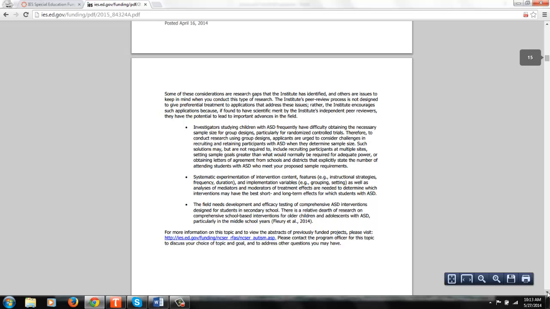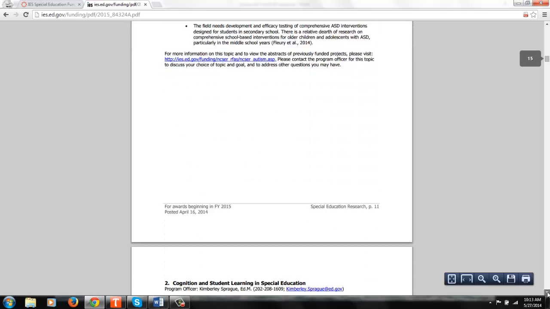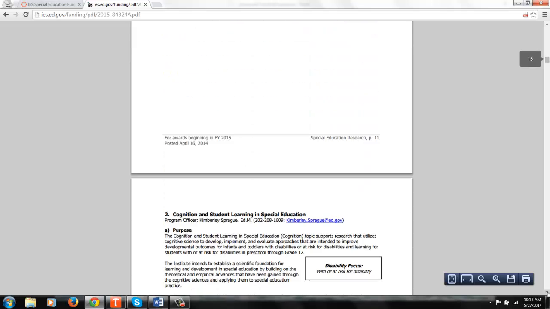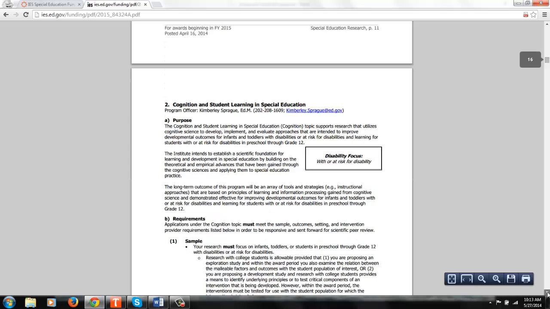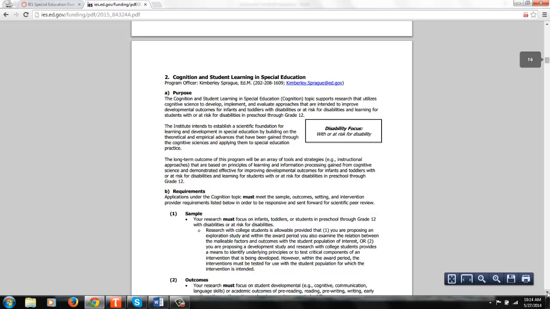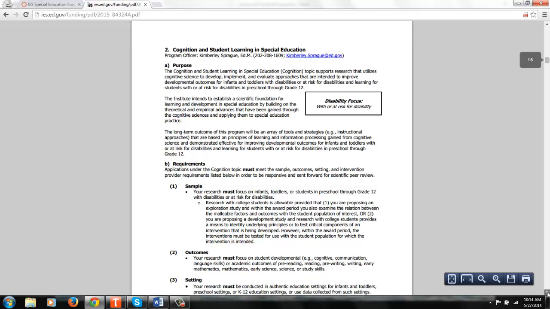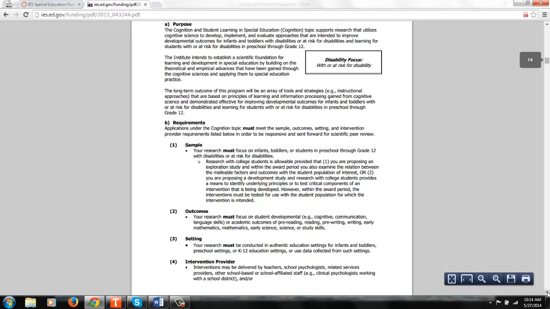So the important thing here is to look through these and, from the language, from the way the issues are being presented, try to come up with some themes that you would say characterize how IES presents these funding opportunities.